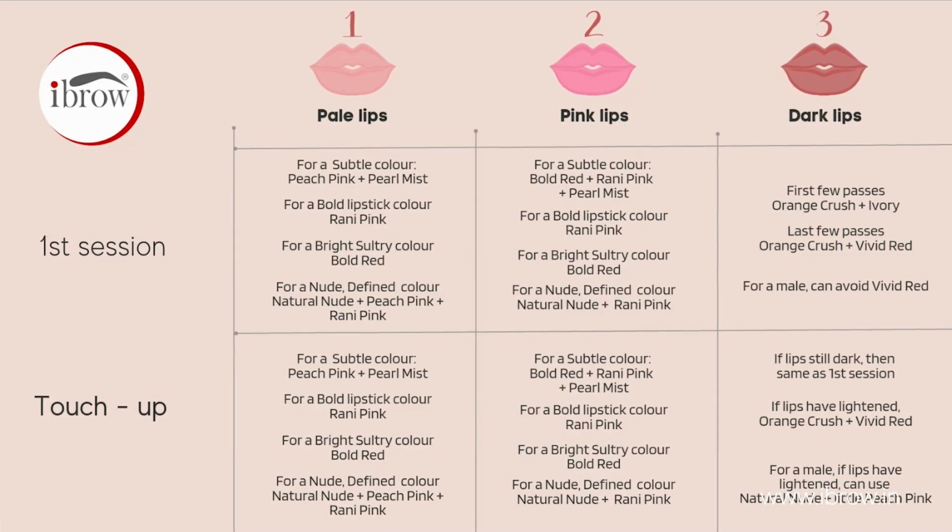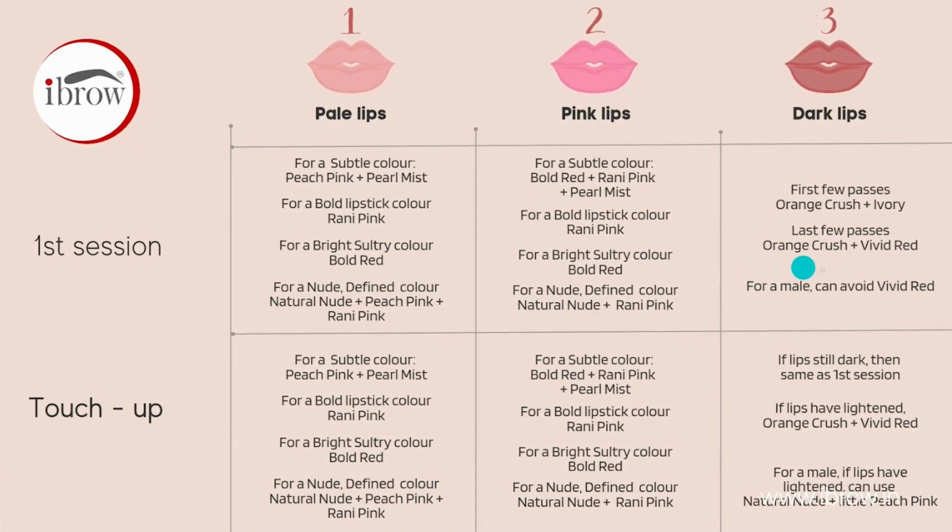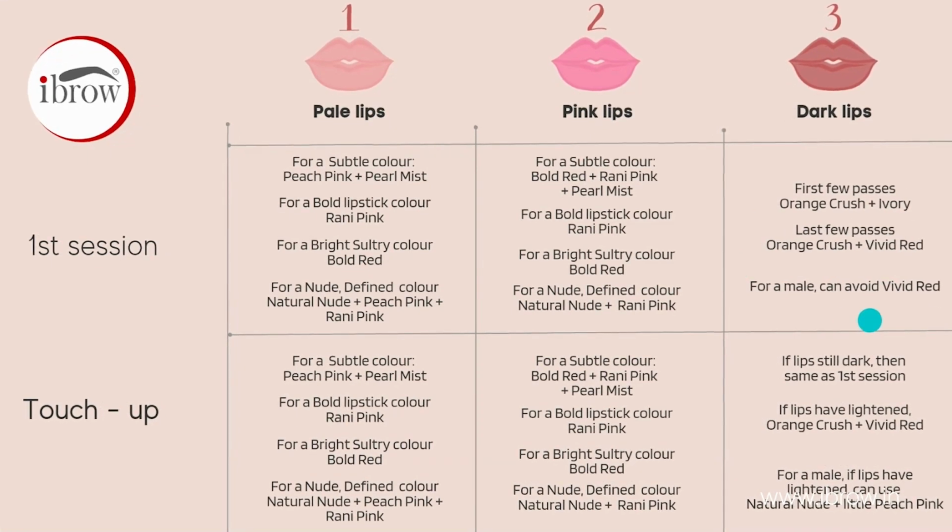However, just by making the lip color lighter does not necessarily mean that the lip will start looking nice, because then the lip will start blending in with the skin. The lip will become kind of skin color. So in the same session itself, last few passes, you can mix orange crush with vivid red to add some color to the lip. Just by removing the darkness, the lip will not start having a natural reddish or pinkish tinge. That is something we will have to add after removing the darkness.